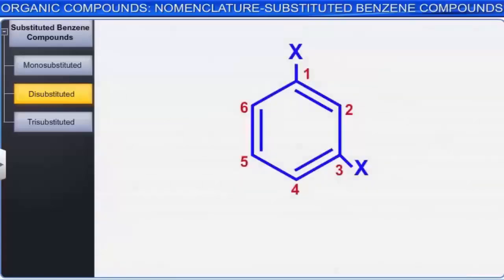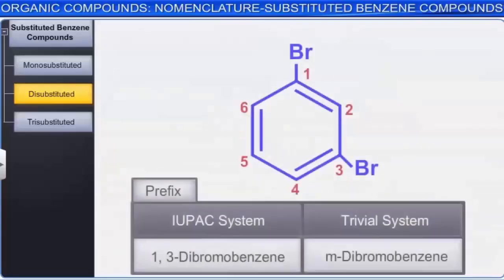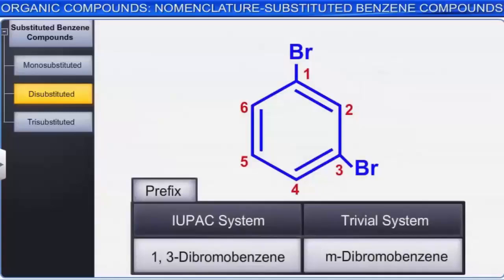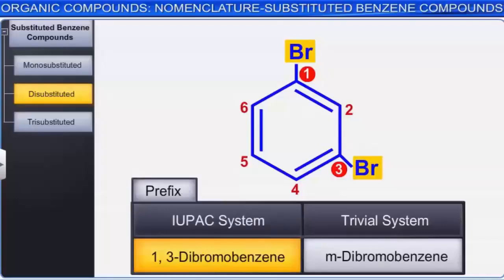When the substituents are present at the alternate position of the benzene ring, that is, on the first and third positions, then, in the IUPAC system, the positions of these substituents are indicated as 1,3, and in the trivial system, the prefix meta is used as shown here. For example, in this compound, the substituent bromine is present at 1 and 3 positions. Hence, the name of the compound is 1,3-dibromobenzene or meta-dibromobenzene.